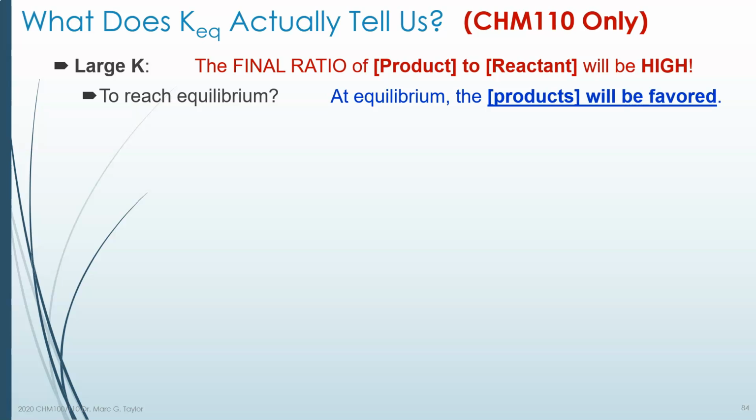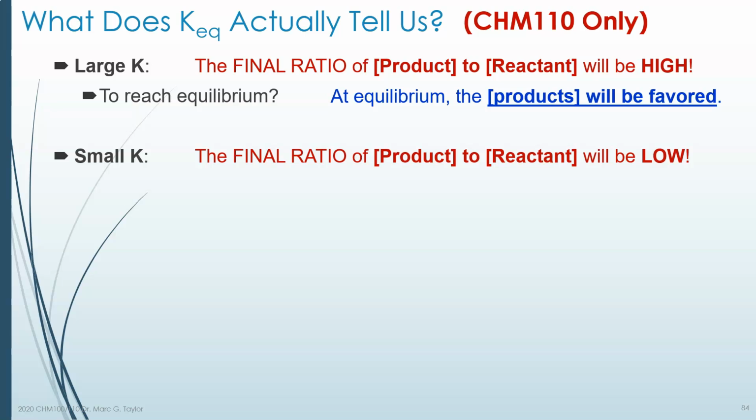That means products are favored. You'll end up with a lot of products and only a little bit of reactants to have a large K. Likewise, if you have a small K, that means the final ratio of products to reactants is low. In other words, the concentration of reactants will be much higher than the concentration of products. The denominator will be bigger than the numerator, so our fraction, our ratio, will be very tiny.